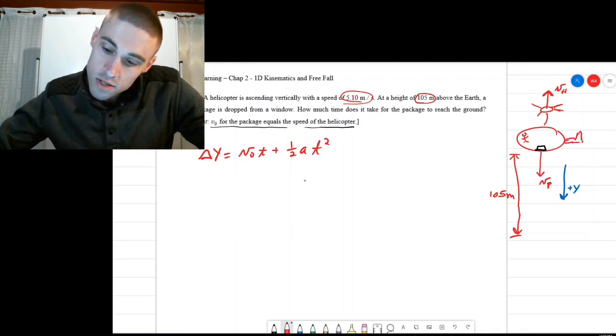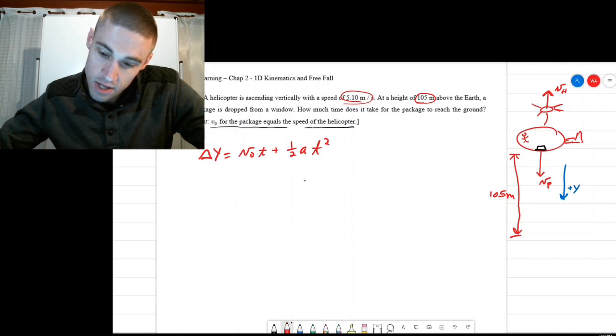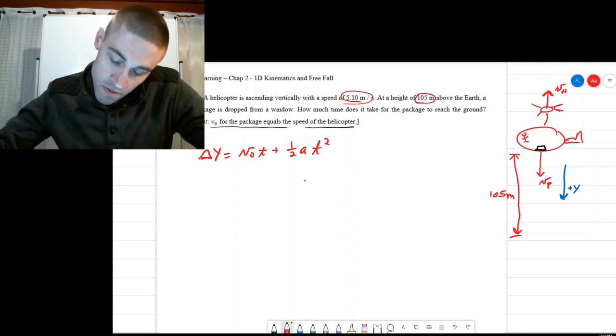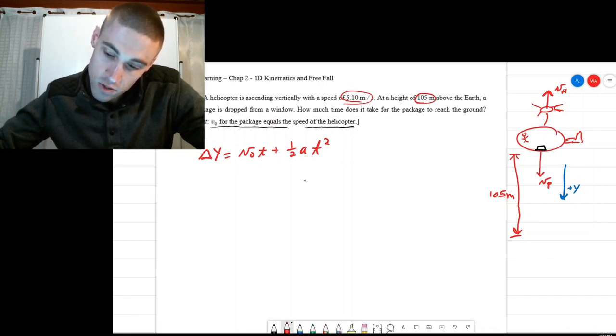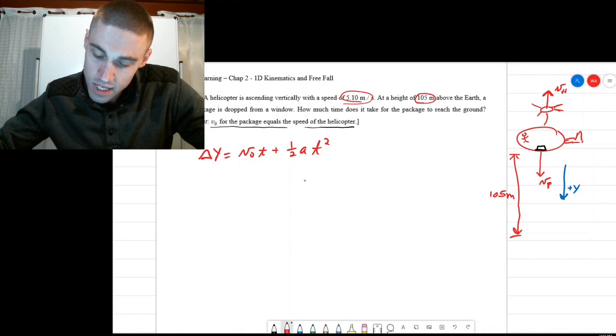Okay, so I drew a little picture here. We have a helicopter. The helicopter is going up. I put VH to show the velocity. The package is dropped from the window, so VP shows the velocity of the package. The package is going down, and it travels a total distance of 105 meters.